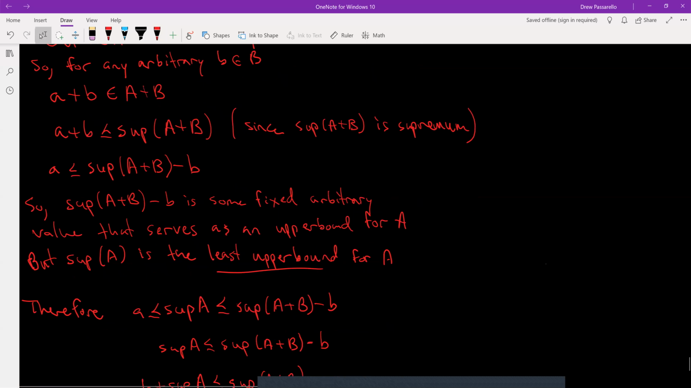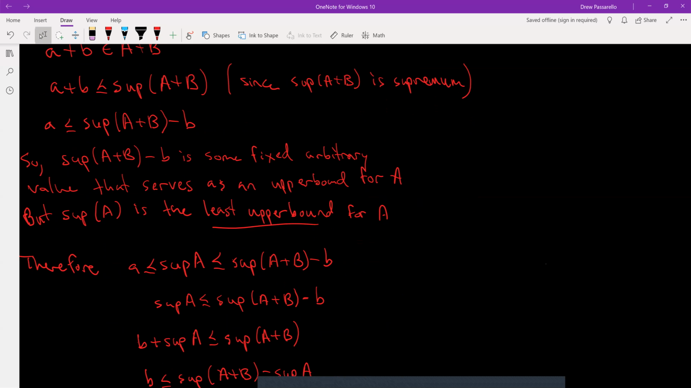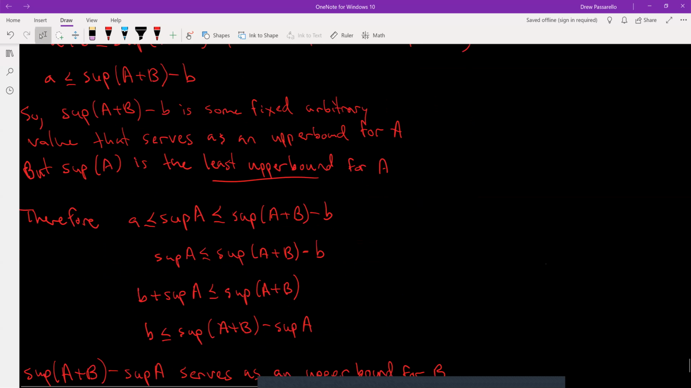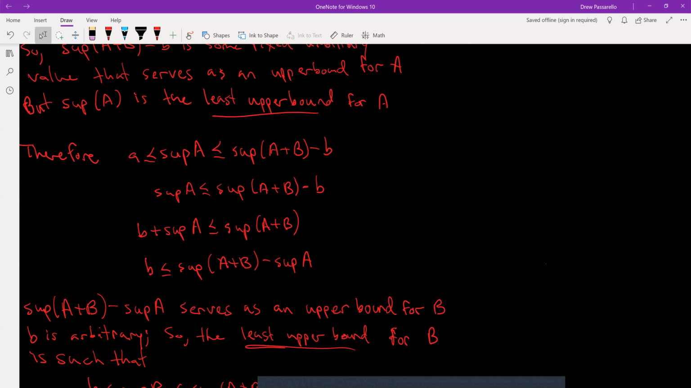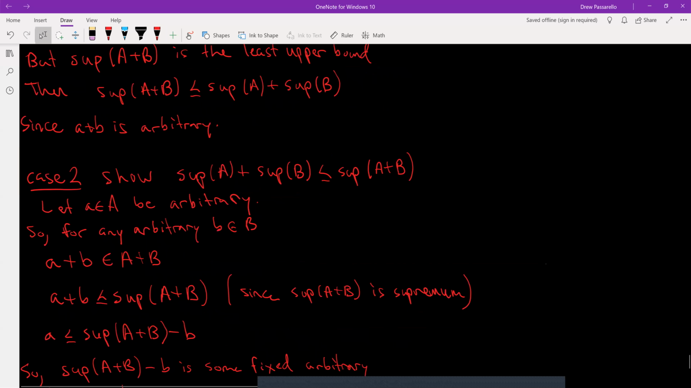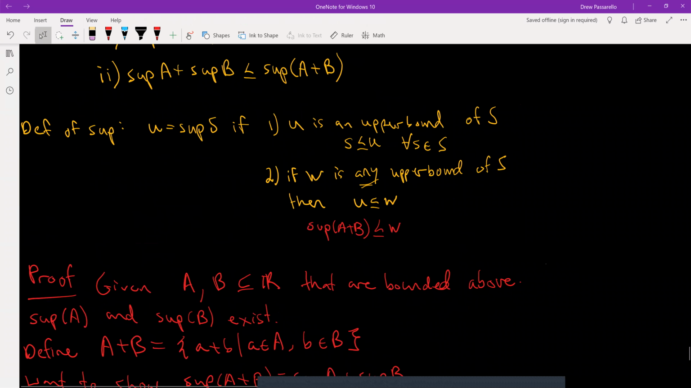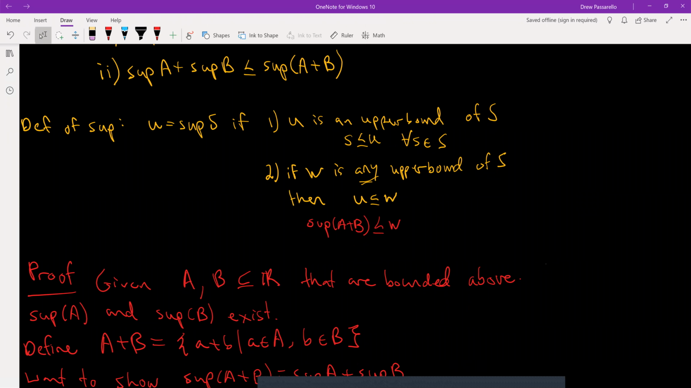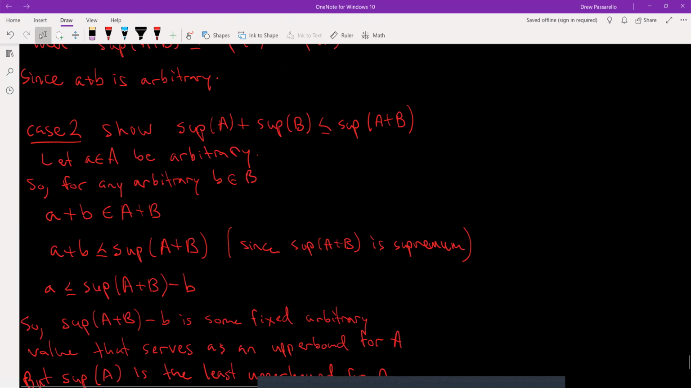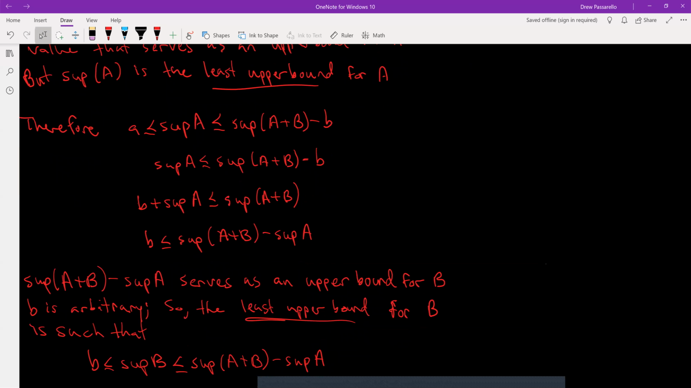And then you could subtract B so that you have A is less than or equal to sup of A plus B minus B, which would imply that that value, sup of A plus B minus B, is a fixed arbitrary value that serves as an upper bound for A. But we know supremum sup of A is the least upper bound, so therefore we get A is less than or equal to sup of A, which is less than or equal to the upper bound sup of A plus B minus B because of the definition of supremum. As far as if W is any upper bound of S, then the supremum U is less than or equal to W. And we do a similar thought process for B.